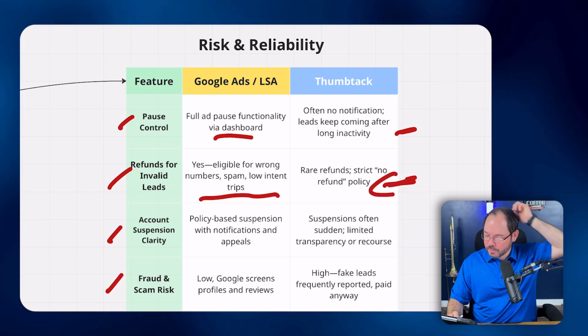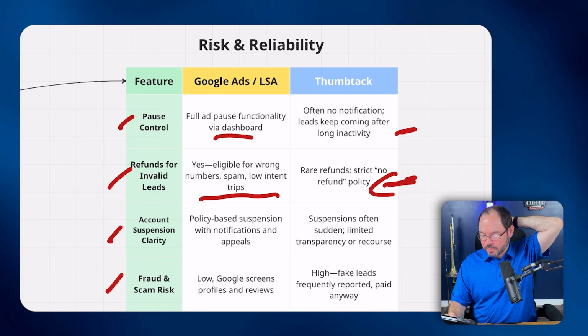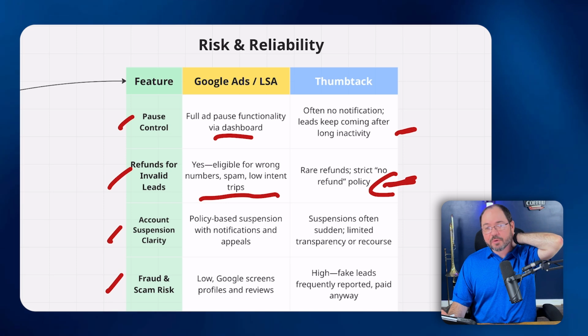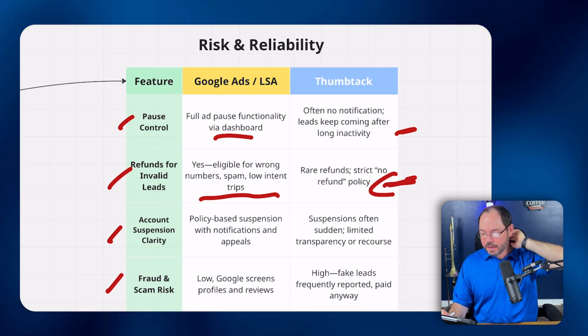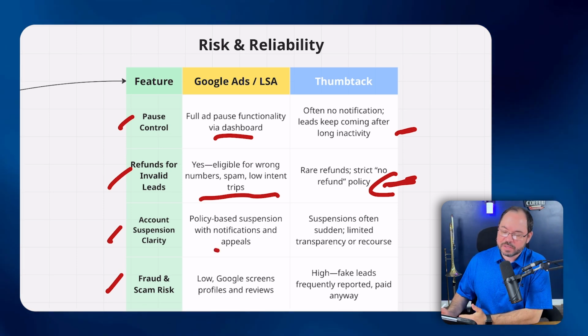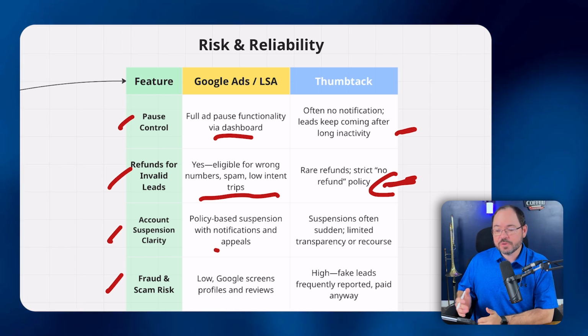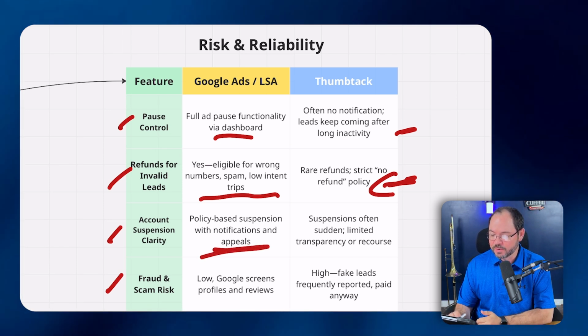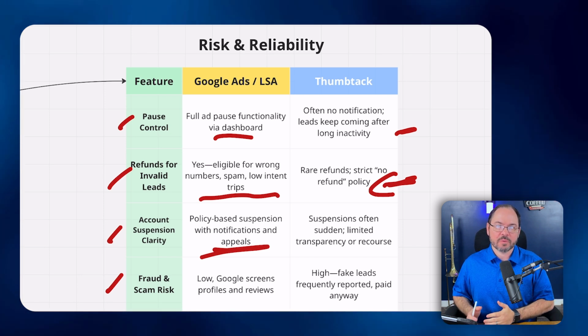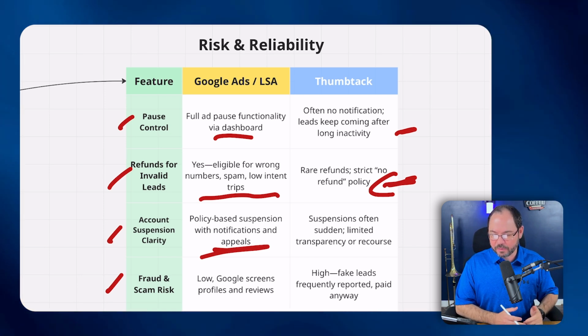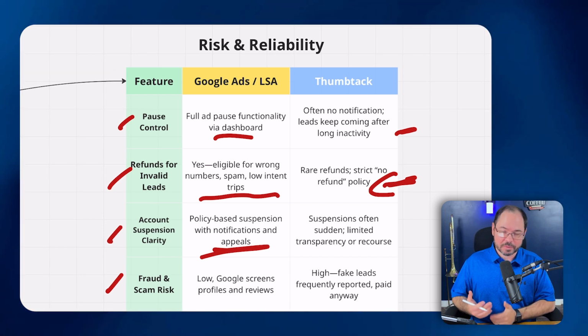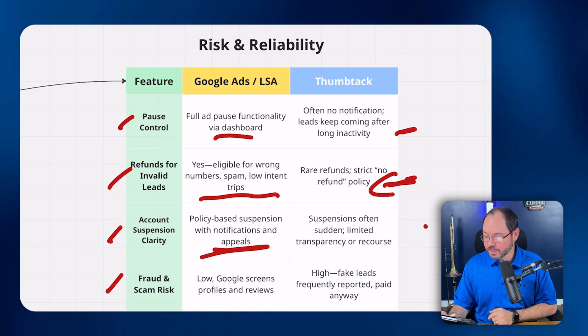Account suspension. So when it comes to account suspension, both can come sudden, honestly, and there's limited transparency when it comes to Thumbtack. Now, a lot of people will say the same thing about Google. With Google, you just have to go deeper, right? And then you have multiple ways you can appeal to get your ad account back, right? And you can also open a new ad account if you want to, but suspensions are limited here, right?